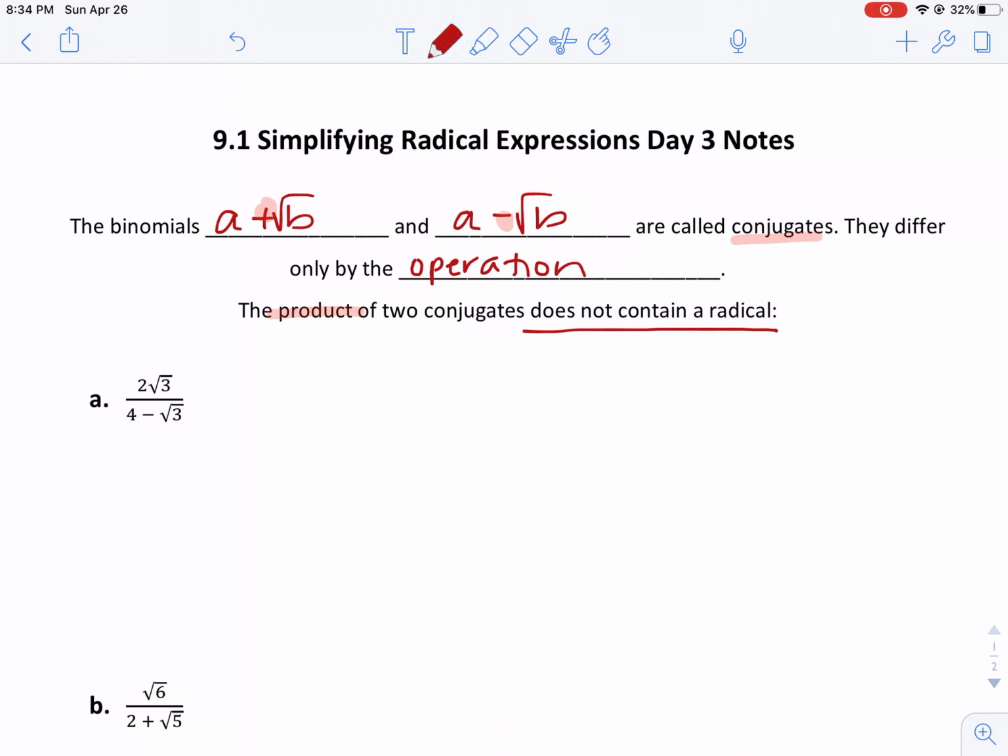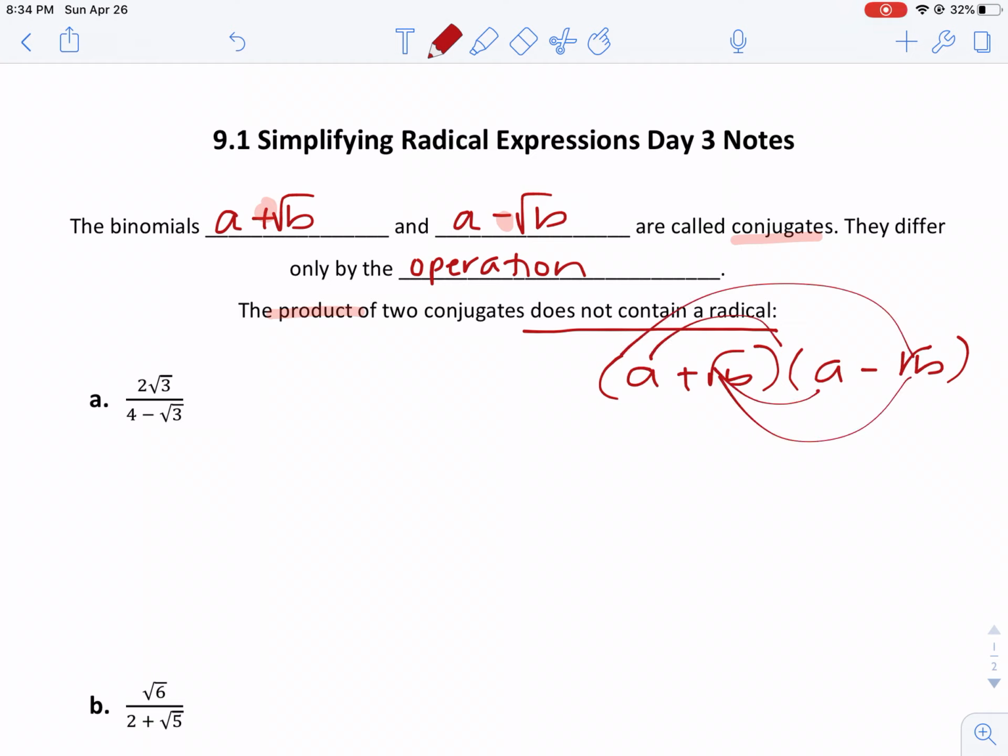Remember, when we're multiplying a binomial times another binomial, we're using that FOIL method, or we called it double distributing. So we're going to be looking at multiplying binomials times binomials. So we want to remember that form of multiplication.